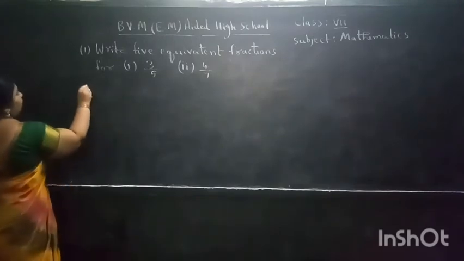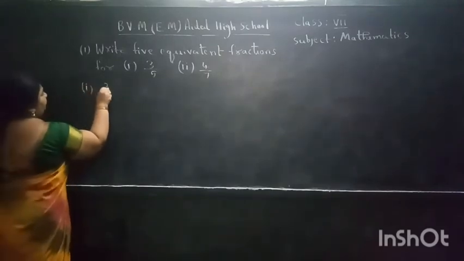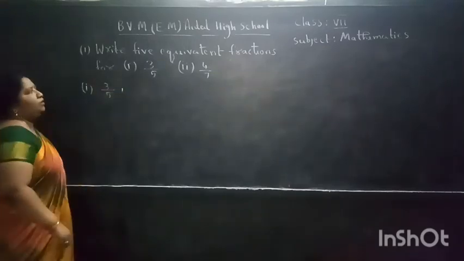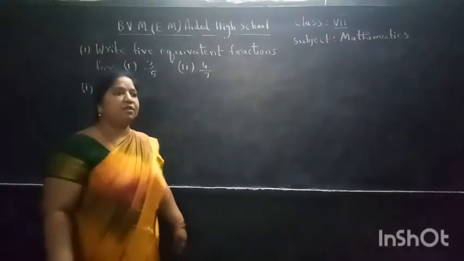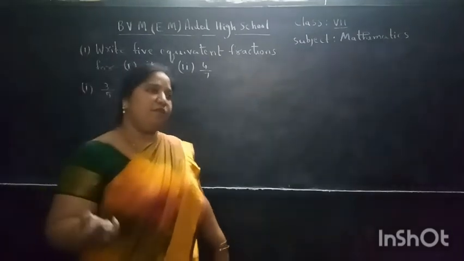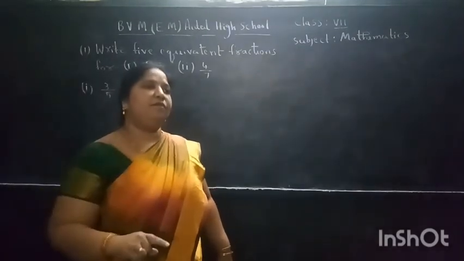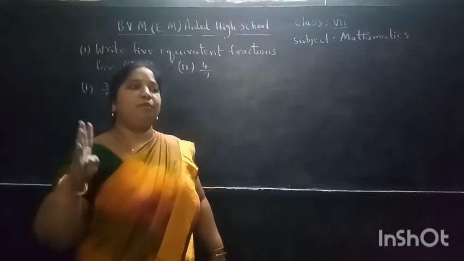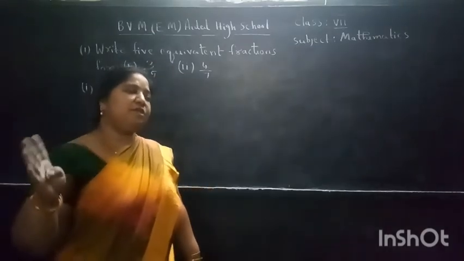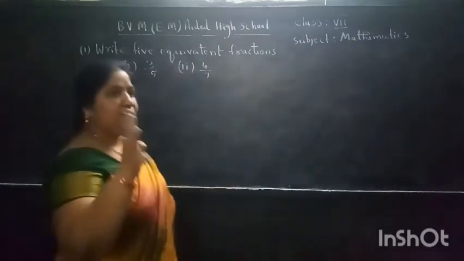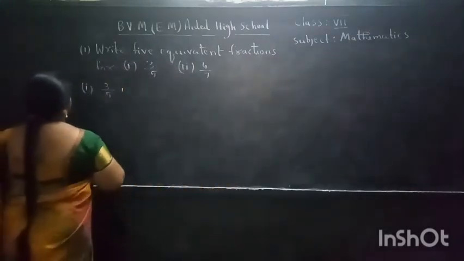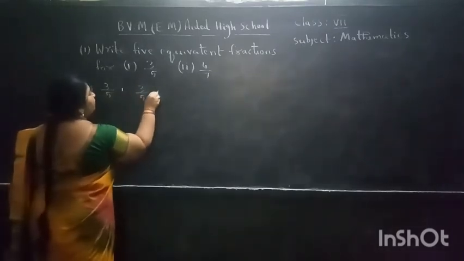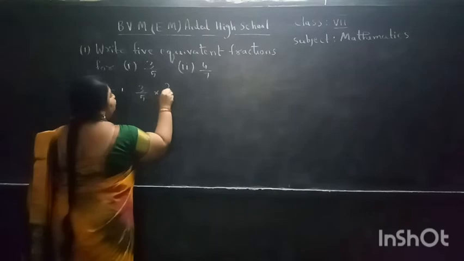First one, you take 3 by 5. Equivalent fractions means a fraction can be divided or multiplied by the same number. Numerator and denominator are multiplied by the same number or divided by the same number. Then the fraction remains unchanged. So 3 by 5 can be multiplied by 2 by 2.